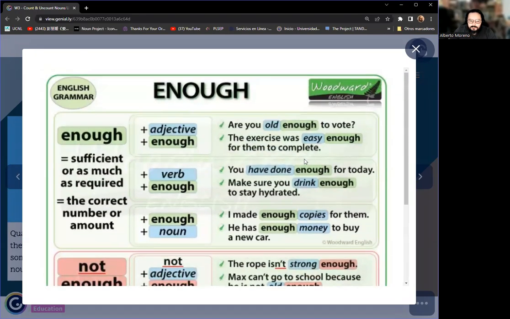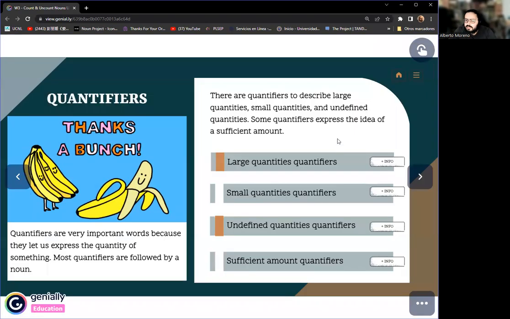¿Ok? Pero no se preocupen, este es un extra que yo les agrego. En su actividad no viene enough. ¿Ok? Para que lo tengan en cuenta, solamente yo lo agrego porque, bueno, es la última categoría de los cuantificadores y es la palabra que nos ayuda a hablar de suficiente. Y se traduce como suficiente. ¿Ok? Hasta aquí, ¿dudas con los cuantificadores?